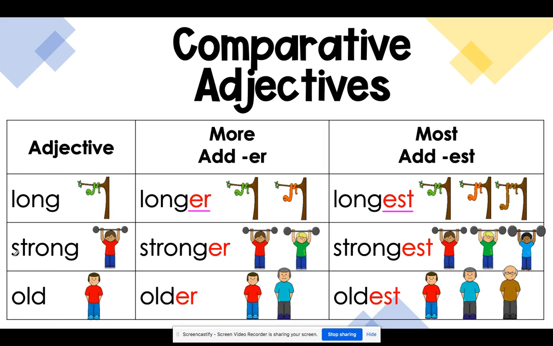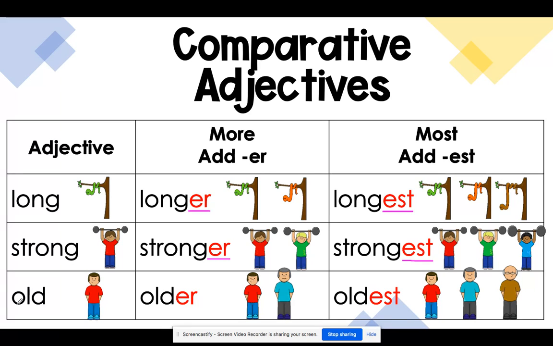Let's see a few more examples. If I have the adjective strong, that is just the regular adjective I would use. However, if I want to compare two boys, like I see in the second picture, I would show that the boy in the green shirt is stronger by adding ER to the end of my adjective strong. Now let's look at the last column. I want to show that the boy in the blue is the most strong. And I wouldn't say it like that. I would say that the boy in blue is the strongest by adding EST to our adjective strong.